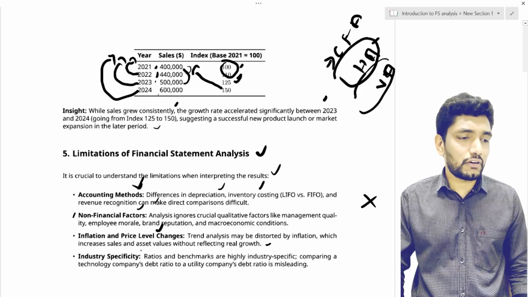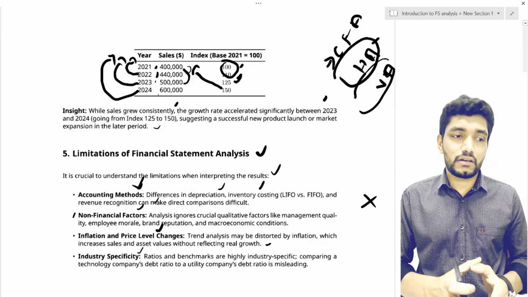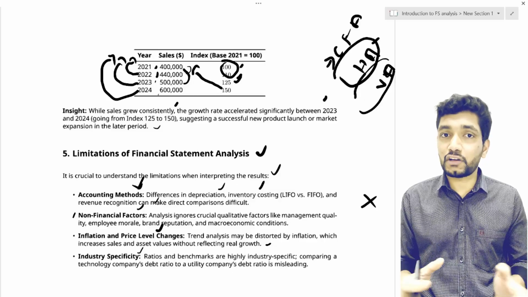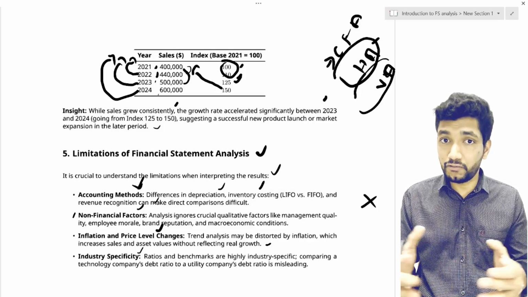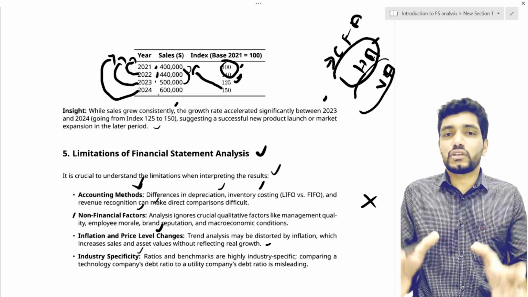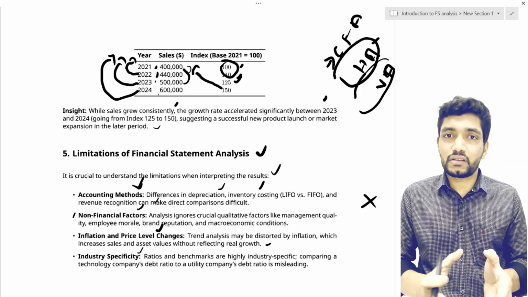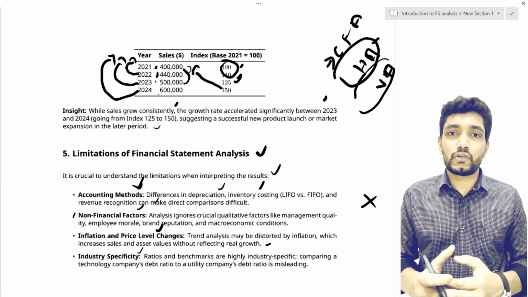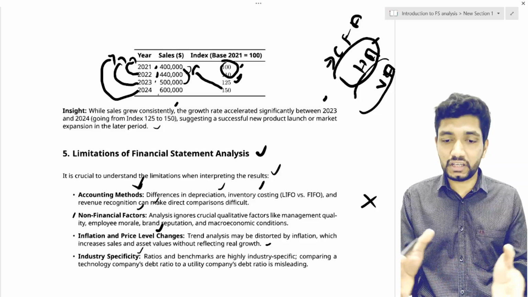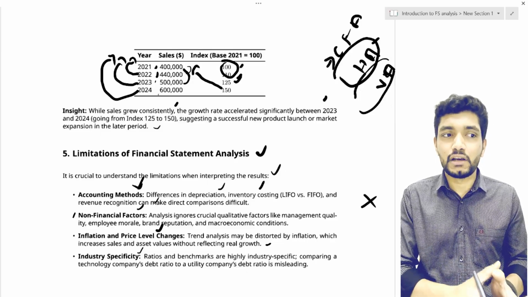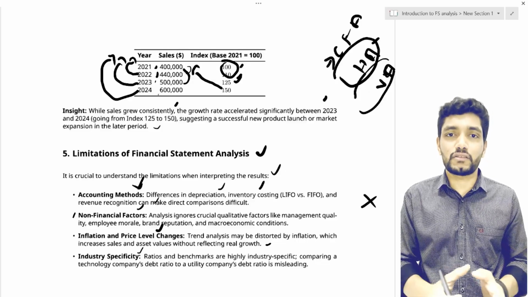The next limitation, what we can say, is industry specificity. There are different benchmarks for different industries, and there can be different benchmarks for different companies even in the same industry, depending on their operating structure and management stage. So before we do a direct comparison between two companies, these factors have to be considered: what the industry benchmark is for both companies, or what the management preferences are. These factors have to be considered while we are doing a financial statement analysis.